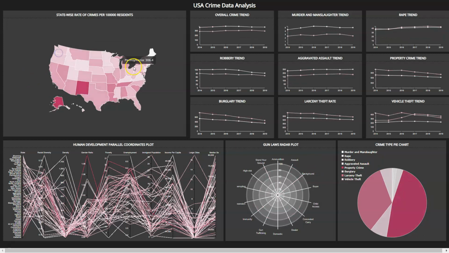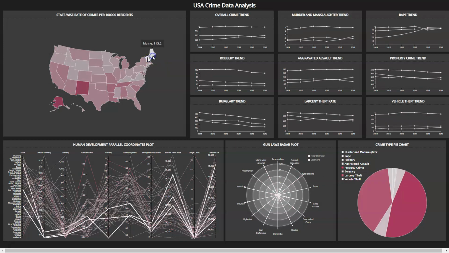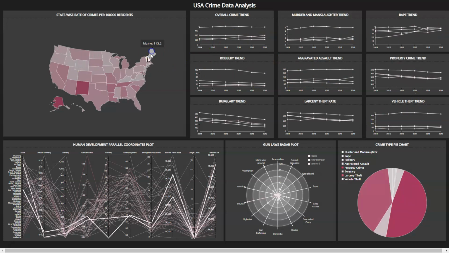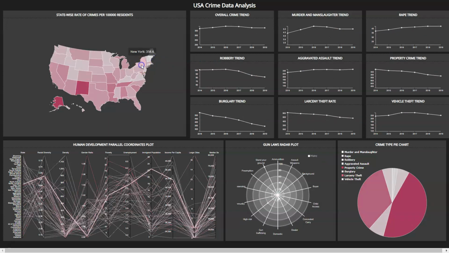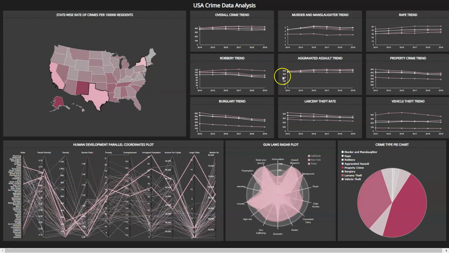And as I was talking about here, if we select these states which have low crime rates, we can see their curves are below the national average. They're very stable. They are usually straight lines. We can also look at some of the bigger states, such as, let's say, Texas, California, and New York. And as we can see, they almost follow the national trend.